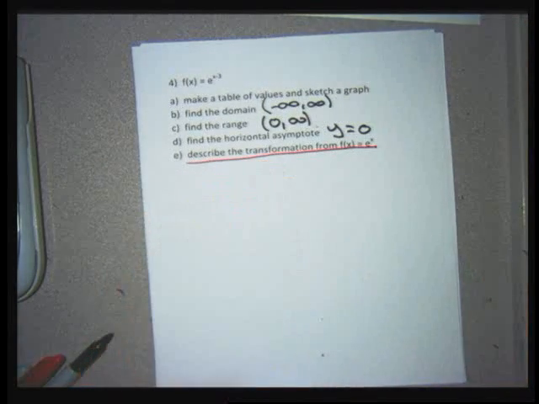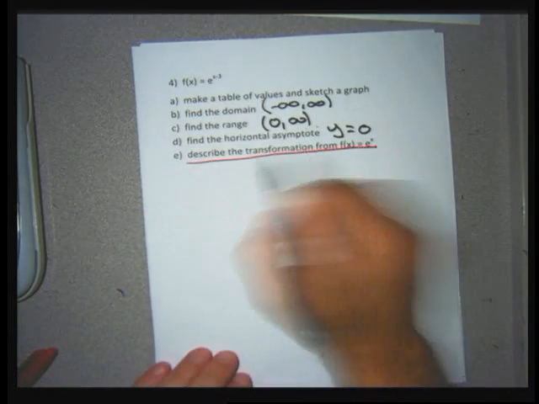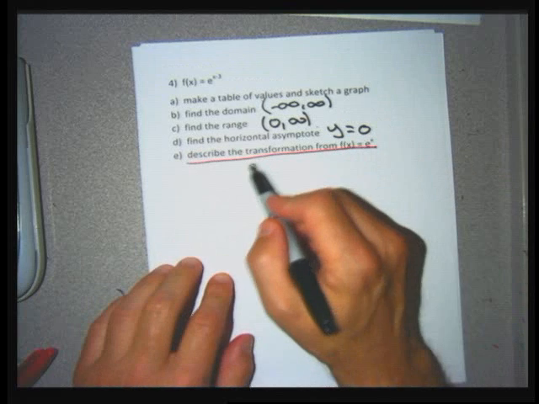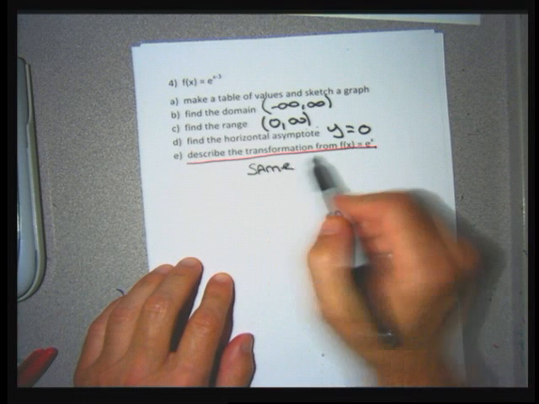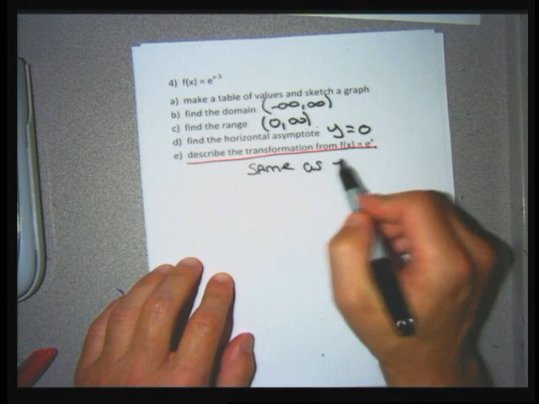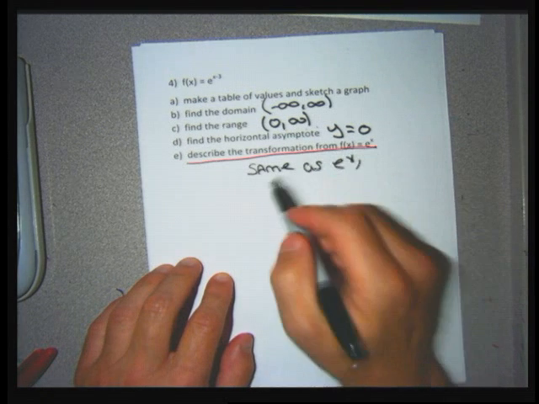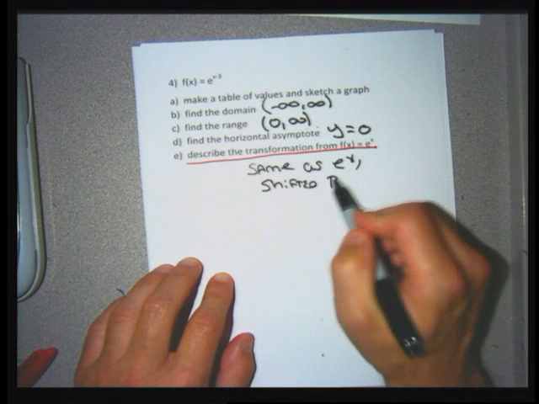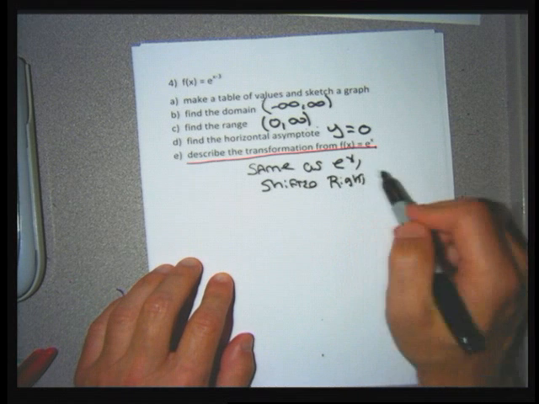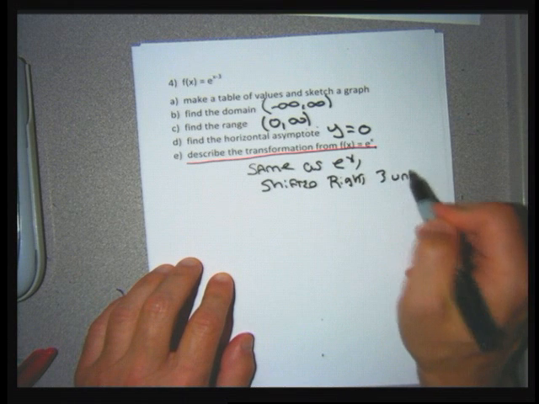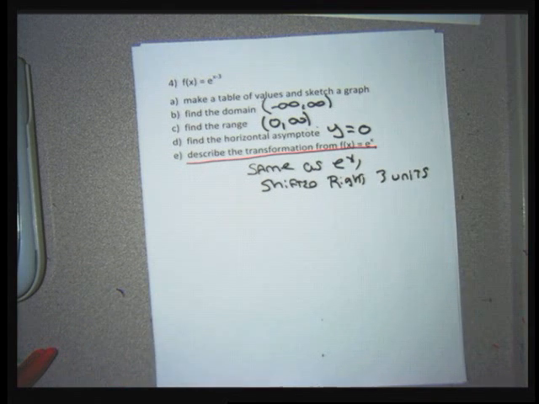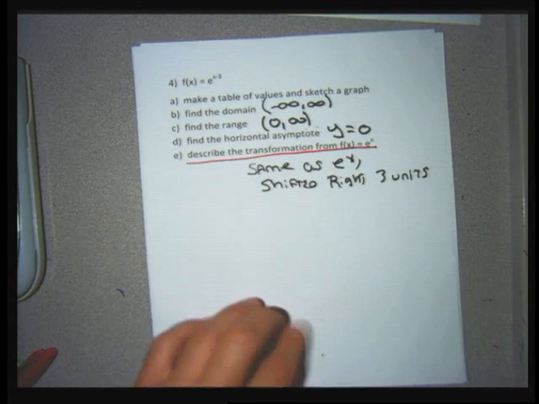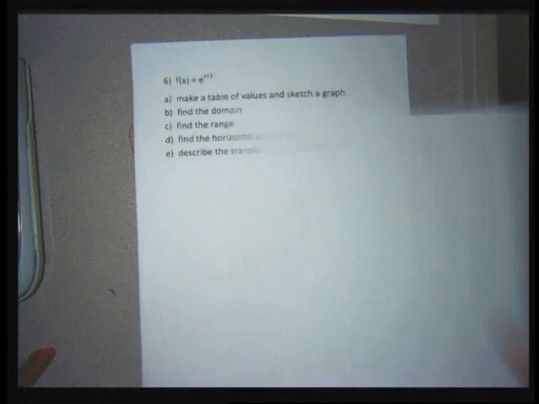Describe this transformation. This is going to have the same shape as the graph of e to the x, except it's going to be shifted to the right 3 units. And you can see that in my graph. At least you can see it clearly to the right of the y-axis, but maybe not so much to the left of the y-axis. It makes it harder to see those things.